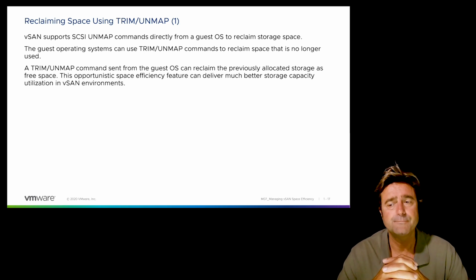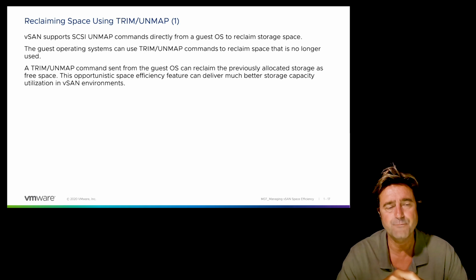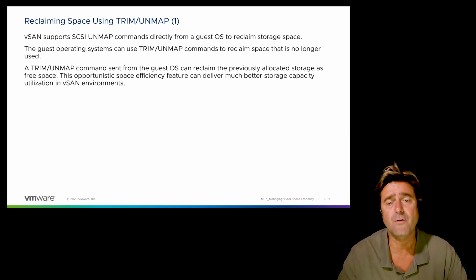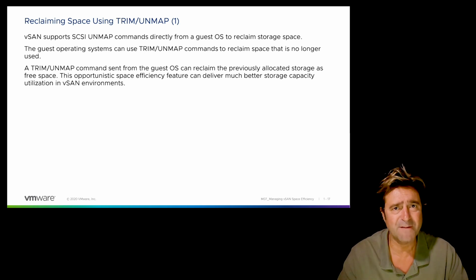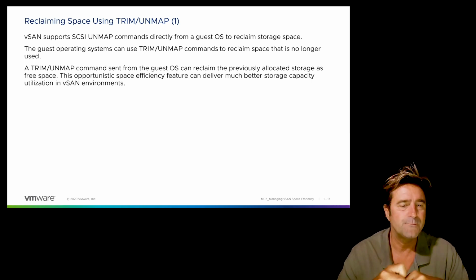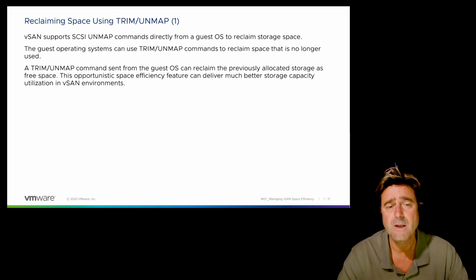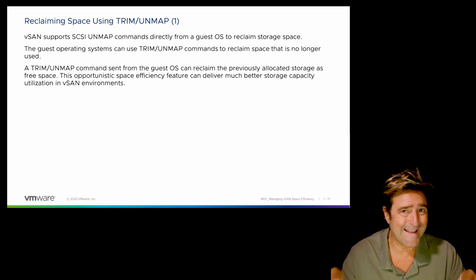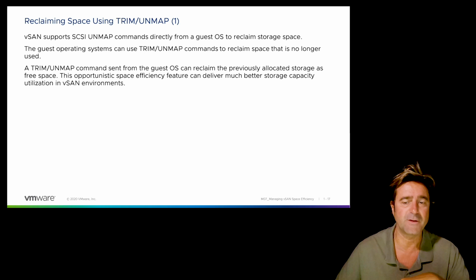Now, when you take a look here, they explain what this is. At the very top, it says vSAN supports SCSI unmap commands directly from a guest OS to reclaim storage space. So once again, the idea here is simple. You want to save space. You want to reclaim space that is no longer being used. The guest operating systems can use trim unmap commands to reclaim space that is no longer used. And of course, to use that, as I've mentioned, you have to enable it from one command, again, not inside of an ESXi host, but inside of the vCenter.